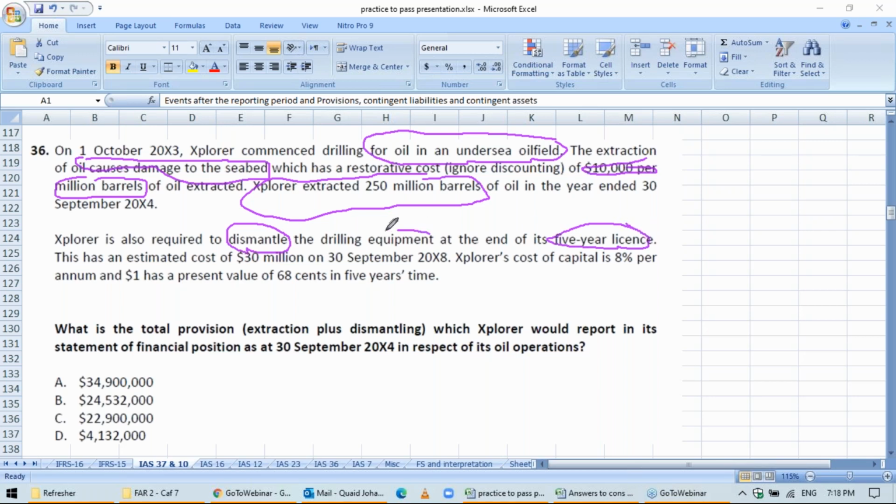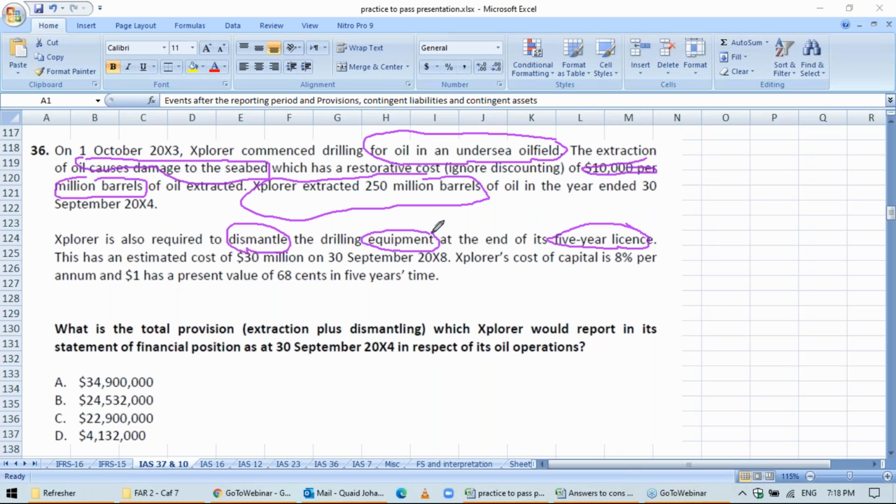So now there's a question: suppose that Explorer has not installed the equipment to drill out the oil, will they have to dismantle it? No. Now, why does the company get bound to dismantle it after 5 years? Due to the installation of the equipment. So it is the installation and fixing of the equipment which will make them dismantle it. So have they installed it or not? Yes, they have installed it.